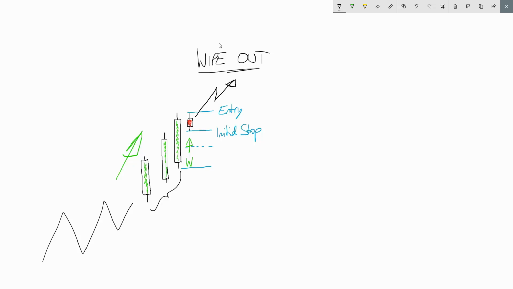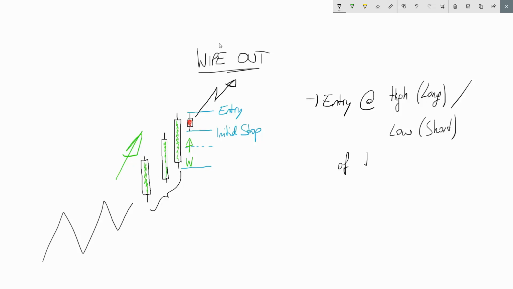Okay, I will write this here. So the entry is at the high for a long signal or low for a short signal of the signal bar. And this is the narrow bar.